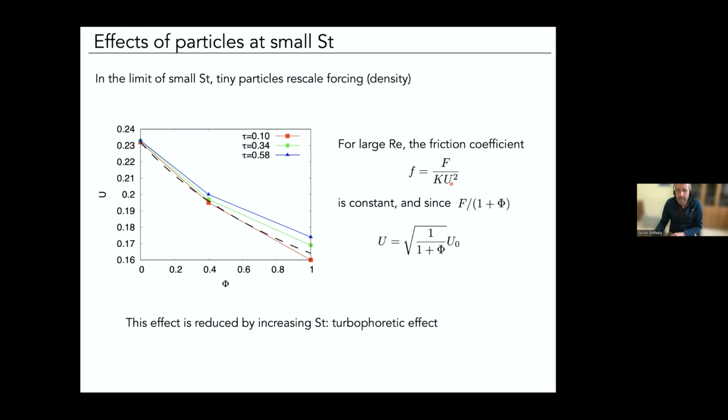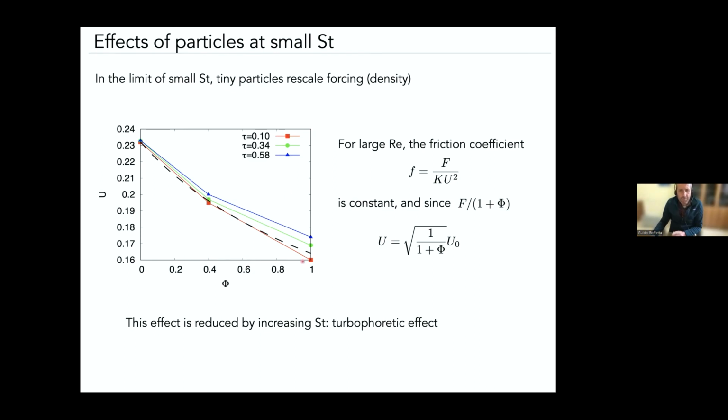So it means that the mean velocity is proportional to the square root of the forcing. Because in this regime for small tau the forcing is rescaled by a factor 1 over 1 plus phi, it means that the mean velocity is expected to be rescaled by a factor 1 over the square root of 1 plus phi. And indeed, the dashed line represents this behavior, which fits pretty well, or at least reasonably well, the points at the smallest Stokes time, the red points.